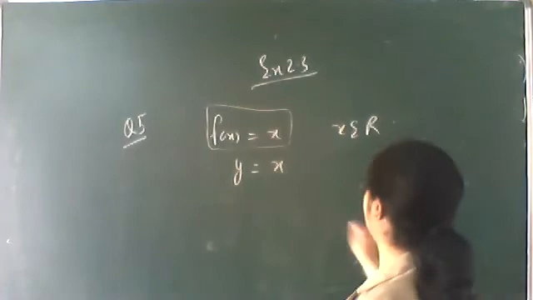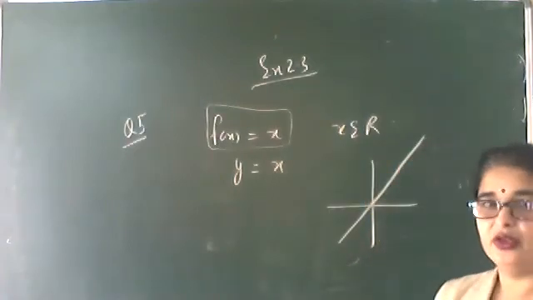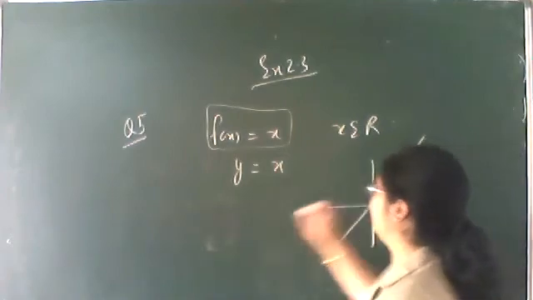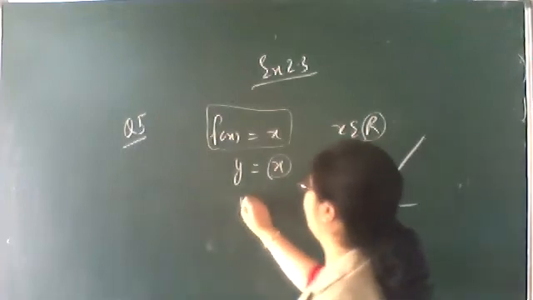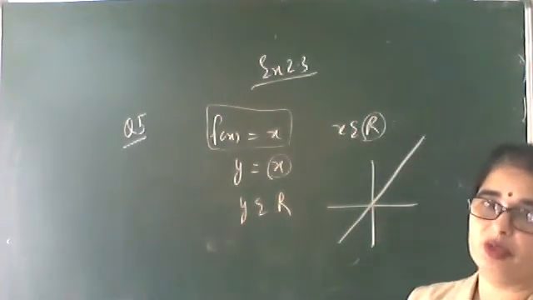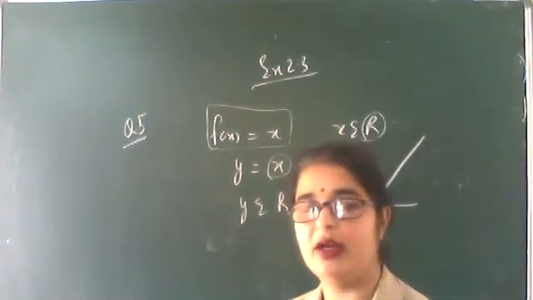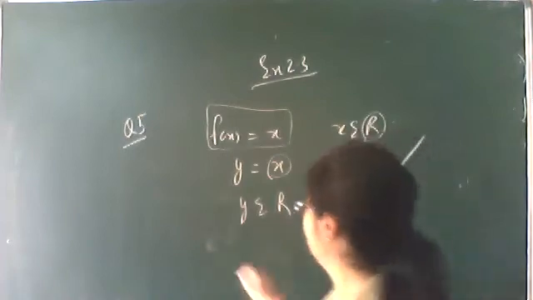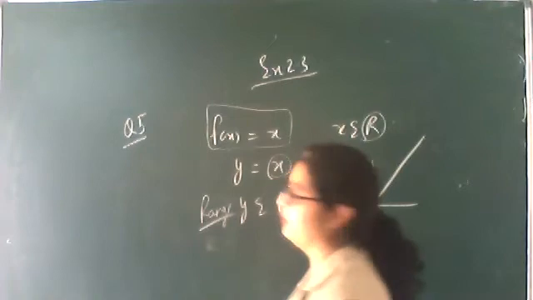If you remember the graph of y = x, what are you going to get? This only. Clear? So for every value of x, you have a value of y. So if you put x equal to any real number, you will get y also belonging to any real number. So if x is R, y will also be R. Clear? So the range is what? Range belongs to R, any real number.